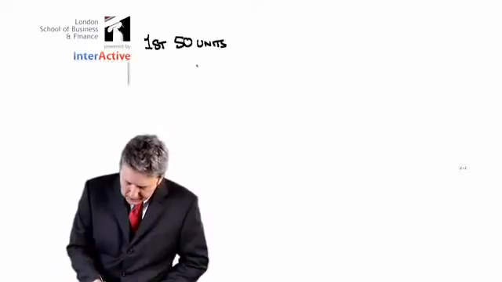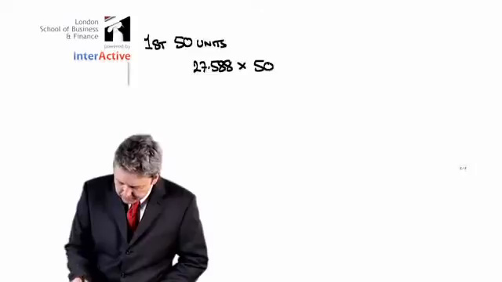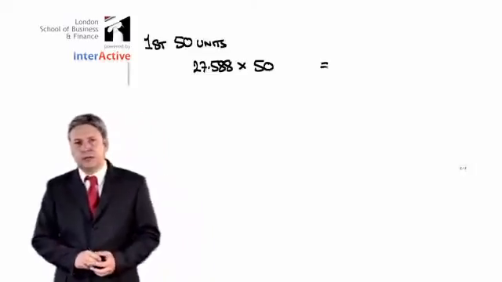So if we're looking at the first 50 units, all we're saying is that we had 27.588 hours per unit on average, and there were 50 of them. Very straightforward.